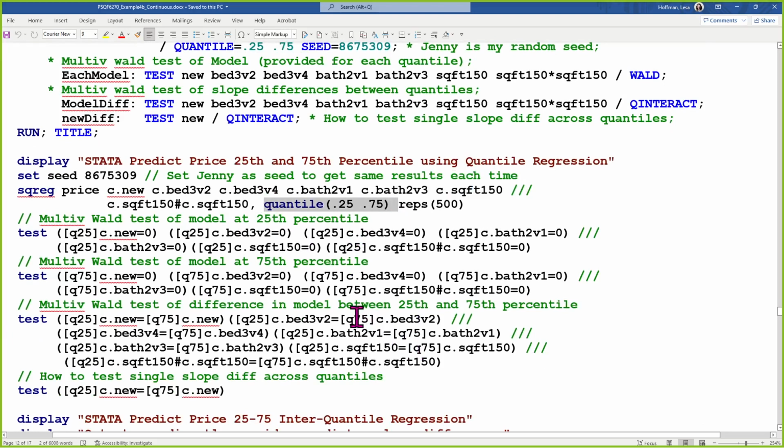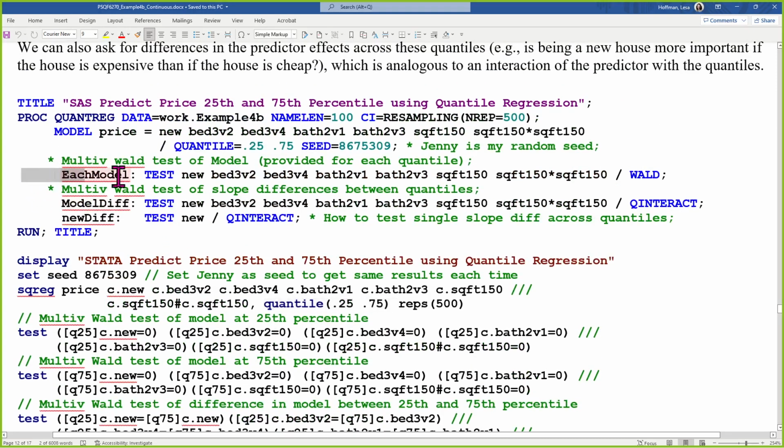I have added some additional code that I found that's useful. So I have added a multivariate Wald test of each model. So since I'm asking for 2 models, it's going to spit it out for each one. And I found this cool thing, qinteract, which is going to provide me with a test of whether the slopes significantly differ between the models. So does the model work differently if it's predicting the 25th percentile than the 75th percentile, for instance?